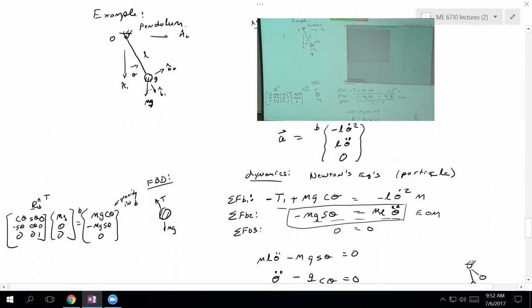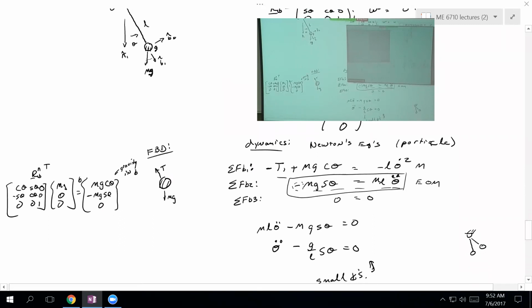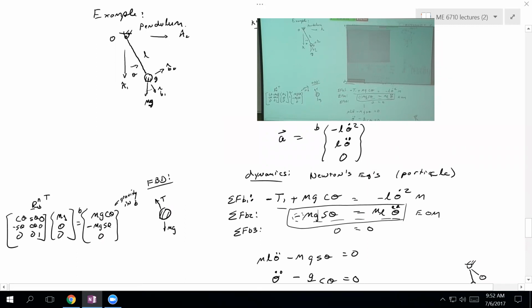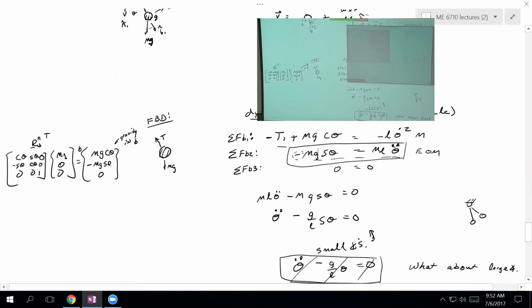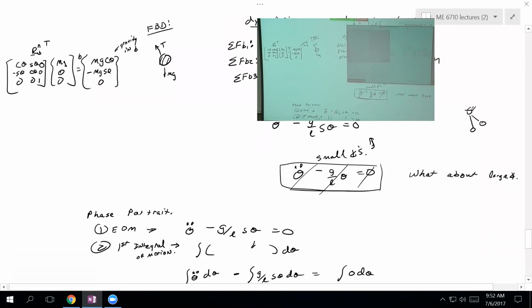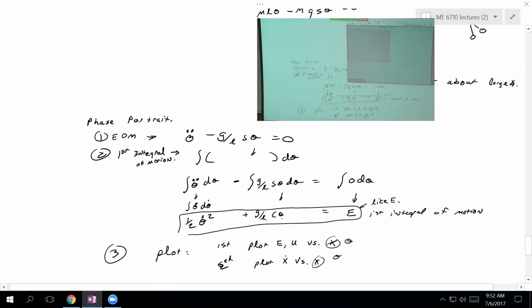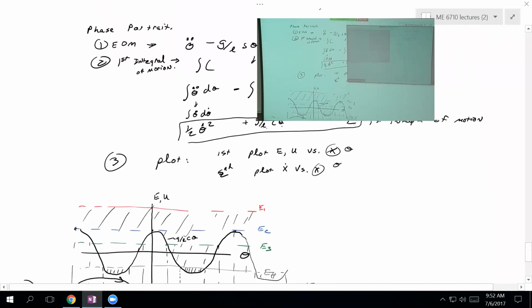Oh, Drew. I'm going to blame Drew on this. Drew, you usually catch me. I missed a sign. See that sign here? Did I miss it? Yeah, I missed my sign. Okay, everyone, I missed a sign. I should have had a negative in there.